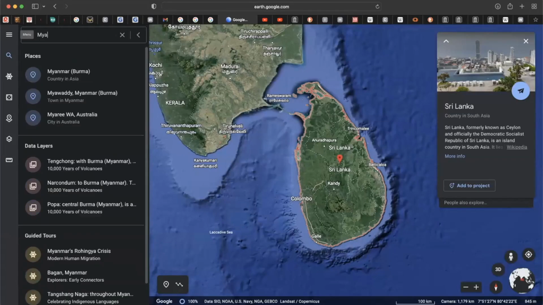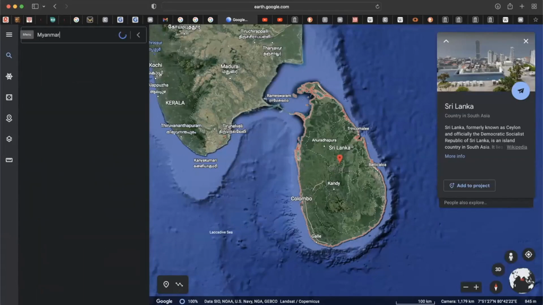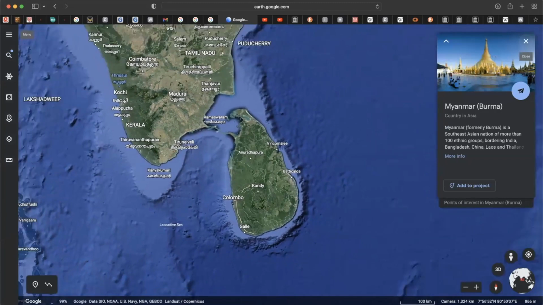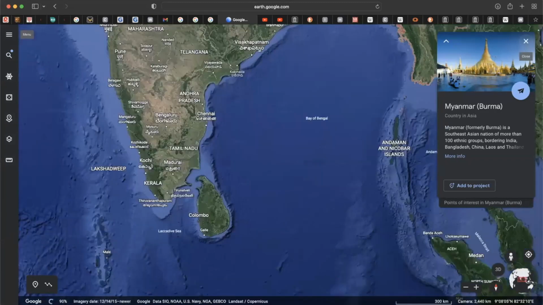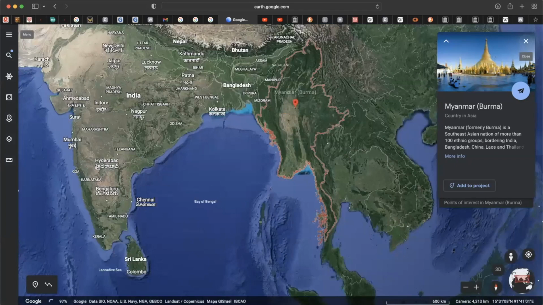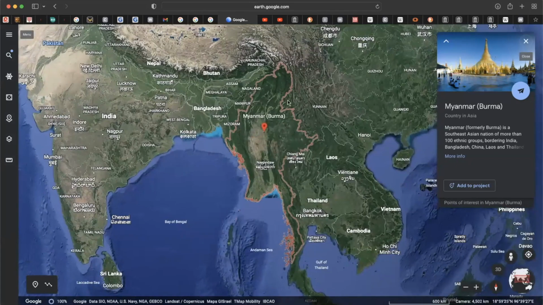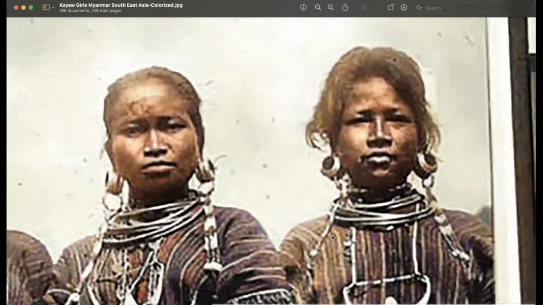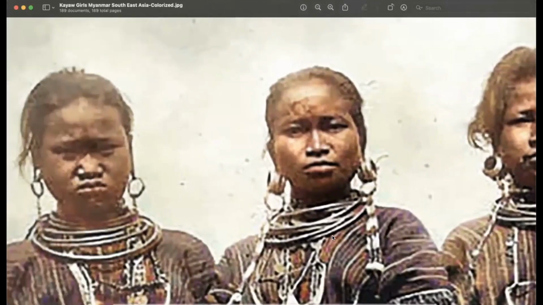So where is Myanmar? All right, let's take a look here. It's going to bring us to Myanmar, which says Burma, Myanmar, and look where Myanmar is. All right, it's on top of Thailand, next to India, Bangladesh, and these are some indigenous women from Myanmar.